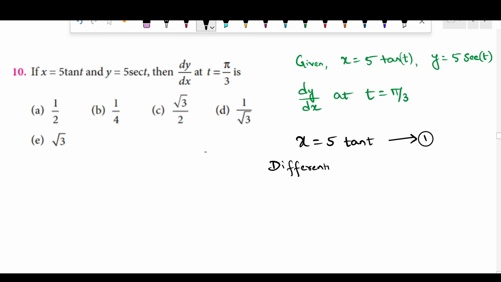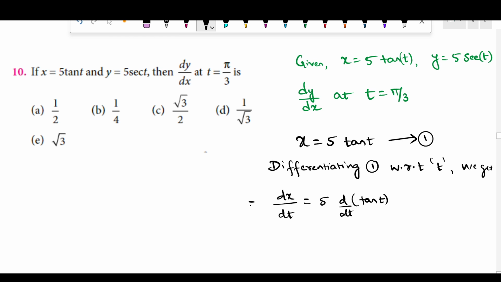Now differentiating 1 with respect to the variable t, we get dx by dt is equals to 5 d by dt of tan t, right? This would imply that dx by dt is equals to 5 into the derivative of tan t, which is what? Yes, that is secant square t, right?